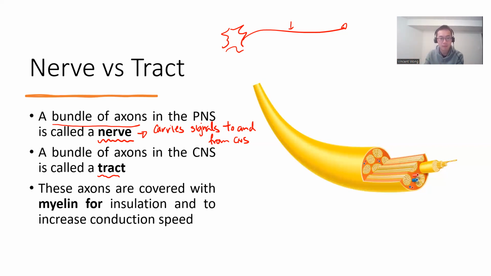These axons are covered with myelin. Myelin sheath, same thing, doesn't really matter. They are for insulation, and the job is to speed up the conduction. Okay. Speed up the conduction. So here you can see there is a single axon there, and then you bundle them together, and then you bundle more of them together. That's basically what it is, okay?